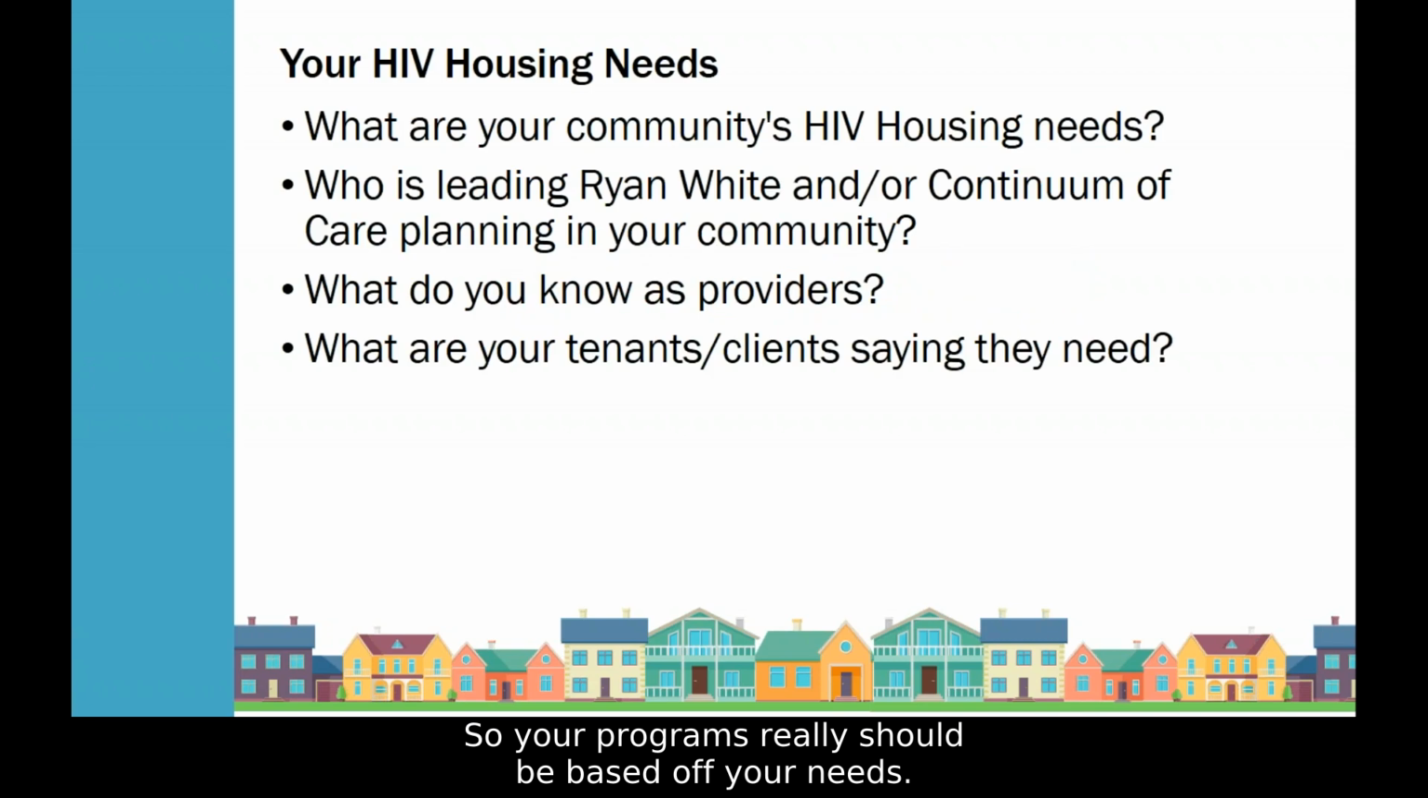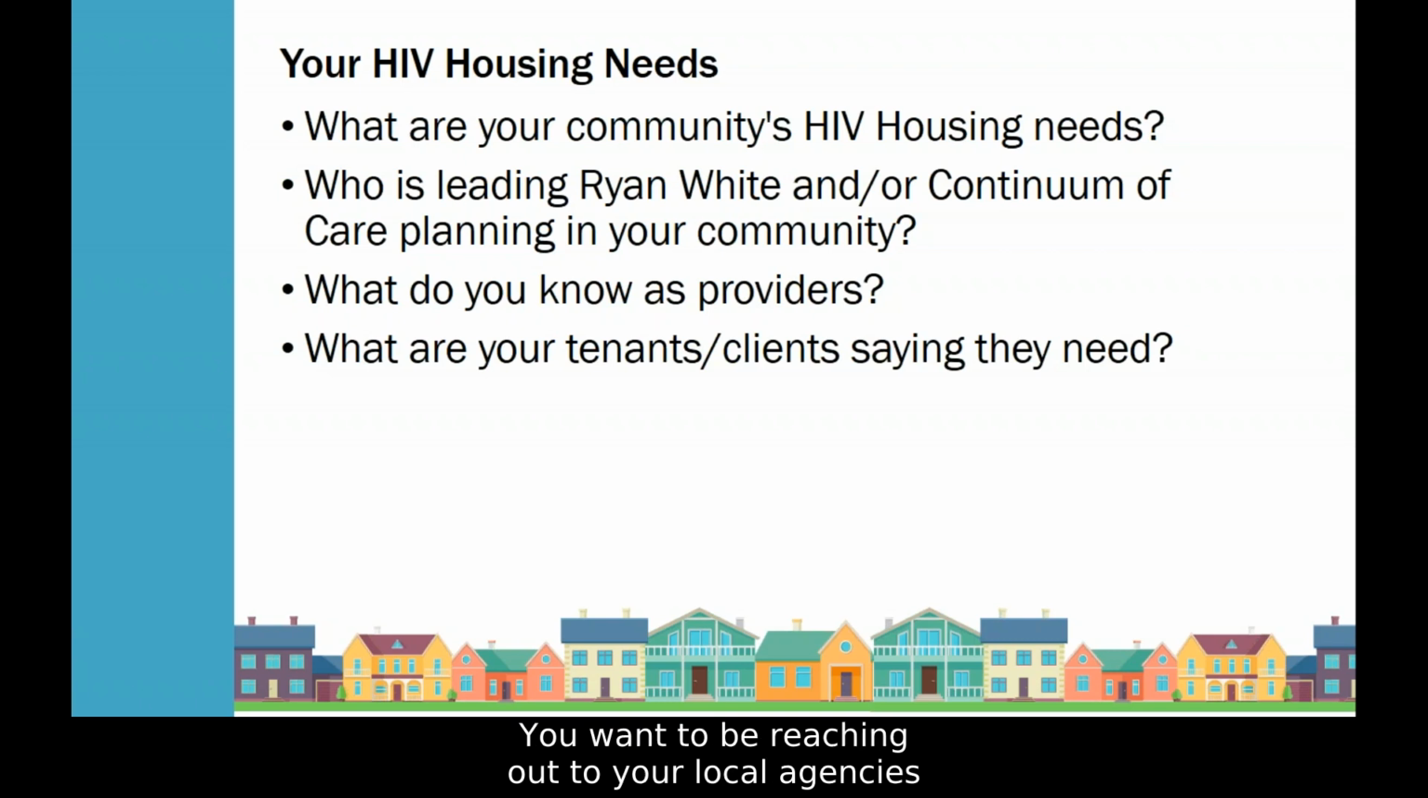So your programs really should be based off your needs, and that may sound simple enough, but how do you actually know what those needs are? There's a variety of ways that you can determine that. Perhaps, as part of this modernization process, you've already been part of a local planning process with Ryan White or the CoC, and that can help you understand what your needs are, and that's great and valuable, as you continue to participate, as you advocate for and be a provider of services for people living with HIV and AIDS. But if you haven't yet started that, then now is really a good time to be thinking about it.